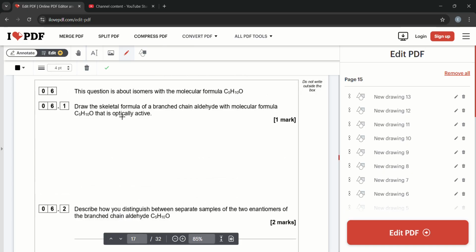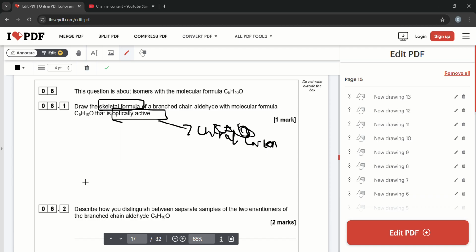But if we break down the question, so we need a skeletal formula, so we're going to use sticks. A branched chain aldehyde, well, aldehyde has a functional group at the end of the carbon chain with molecular formula C5H10O that is optically active. So optically active, therefore it must have a chiral carbon. And what's a chiral carbon? A chiral carbon is a carbon that has 4 different groups attached to it.